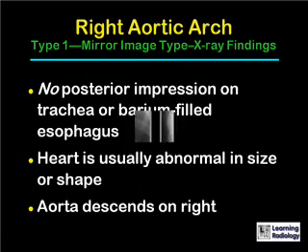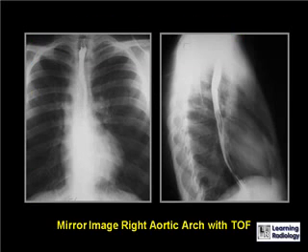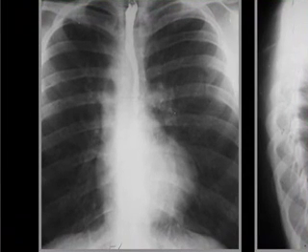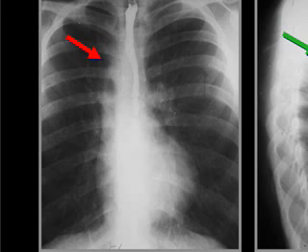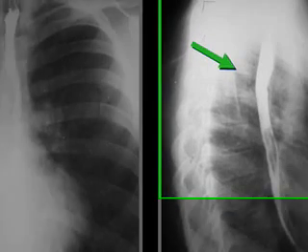This is an example of a mirror image right aortic arch in a patient with tetralogy of Fallot. This is an adult. You can see that the arch is on the right side and displaces both the barium-filled esophagus and the air in the trachea toward the left. You can see that the heart has an abnormal shape to it, produced by elevation of the apex of the heart by right ventricular hypertrophy.